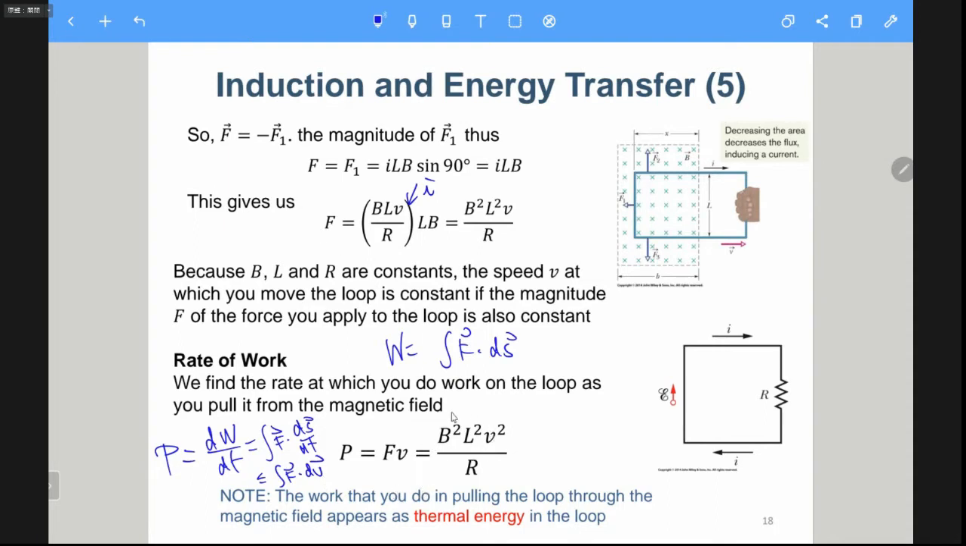So we have the whole term, B L v, squared in the numerator and R in the denominator. So the work that you do in pulling the loop through the magnetic field appears as thermal energy in the loop. So it means when you try to pull this one out, there will be current consumed by the resistance of this loop, and it becomes heat. So you do some work, and this work becomes heat.